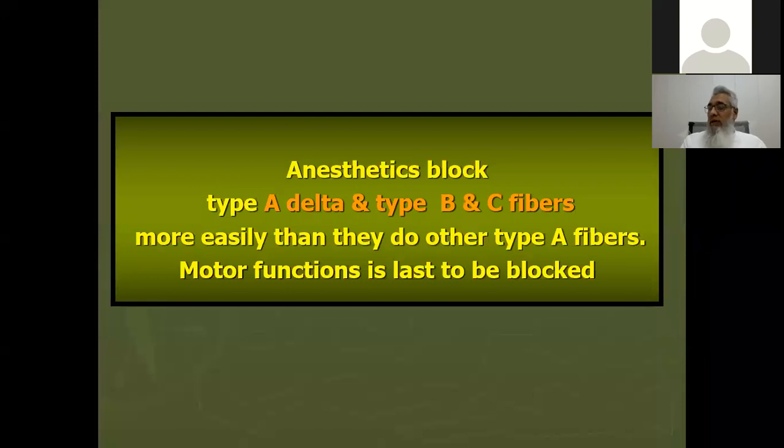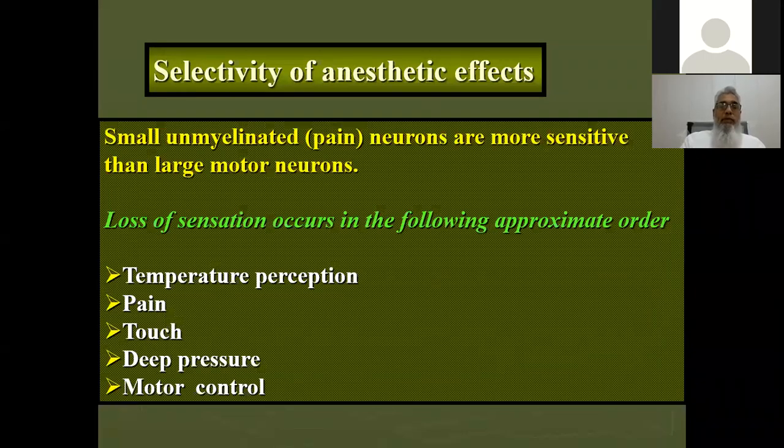Earlier, I mentioned that these local anesthetics transiently block the sensory, which contains pain, temperature, and light touch, the motor block, and the autonomic block. When local anesthetic is given or infiltrated locally, the temperature sensation is gone first, and then pain, then light touch, then deep pressure, and at the last, motor control.